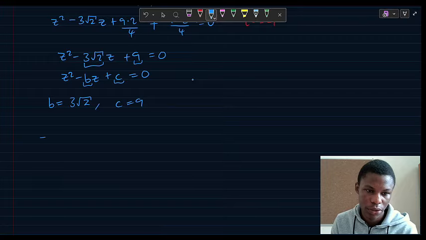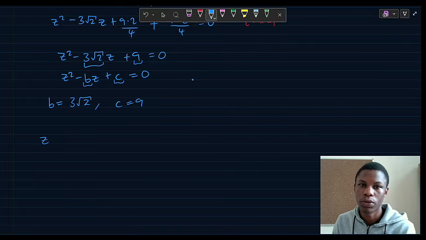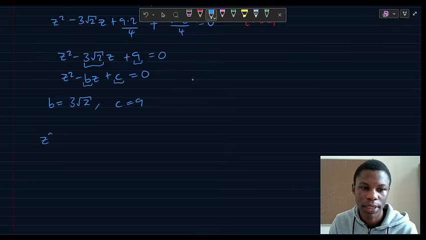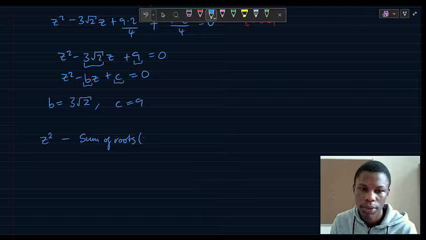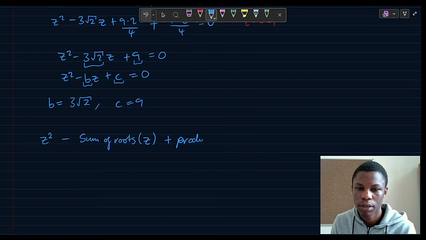Alternatively, we can use the theorem that states that if you've got two complex roots, then the quadratic that's formed from these two complex roots is going to be of the form z squared minus the sum of your roots multiplied by z plus the product of your roots.